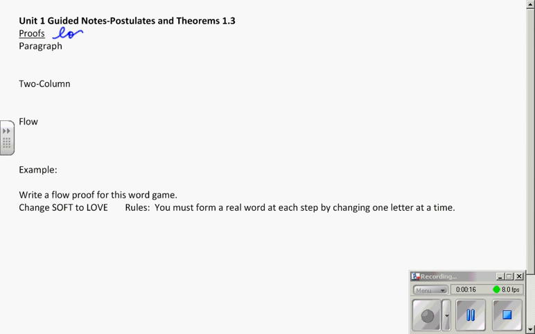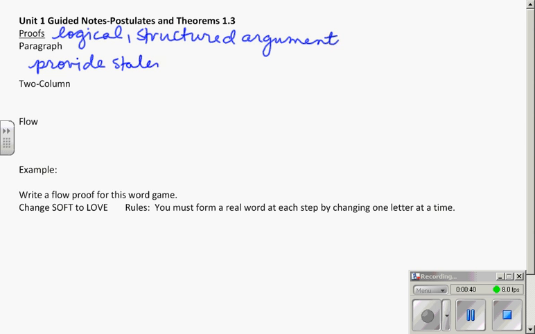A proof is a logical, structured argument. You provide statements and reasons for every step of the problem from start to finish. Paragraph proofs are going to provide the statements and the reasons in sentences and paragraphs. You'll write it just like you would a paragraph for English class.